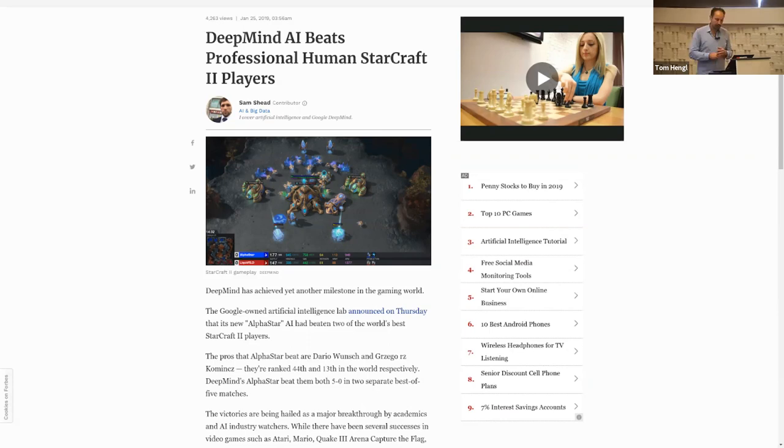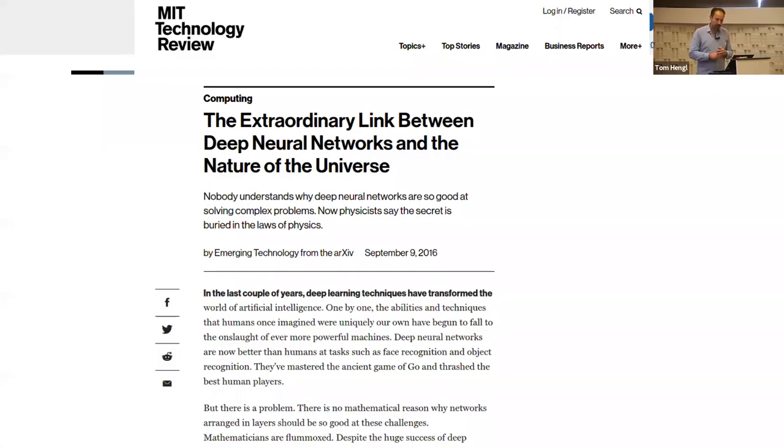And there's this interesting paper from a group at MIT. They said they were surprised how you can use relatively simple machine learning, like neural nets, to explain lots of complex data and complex patterns. You just get this data, do training, and you can explain really complex stuff. They said it's almost magical. So they published this paper, Extraordinary Link Between Deep Neural Networks and the Nature of the Universe.